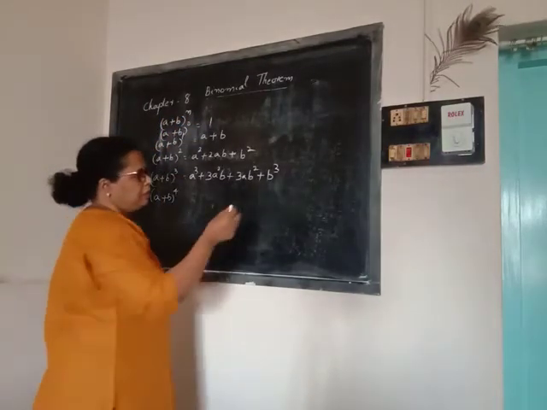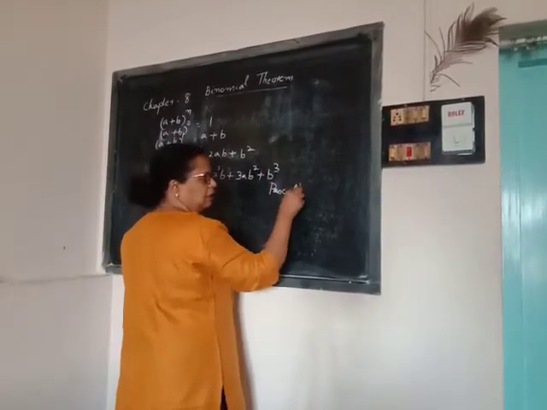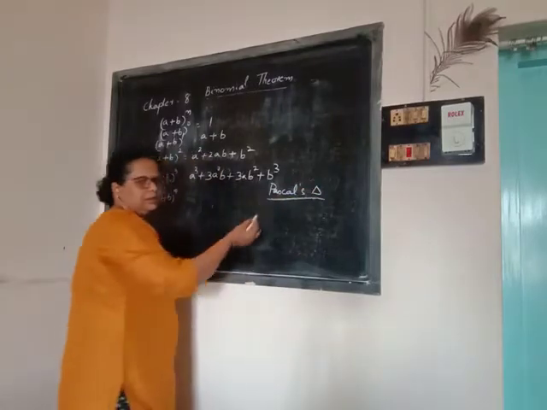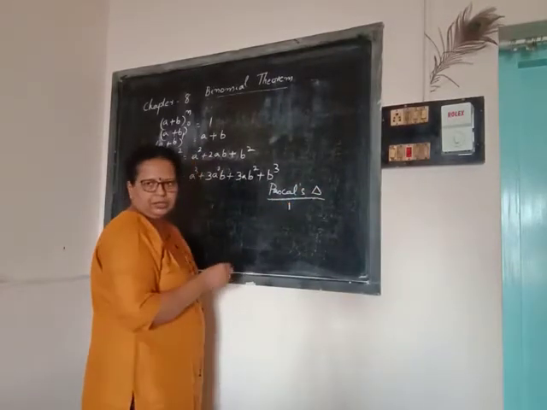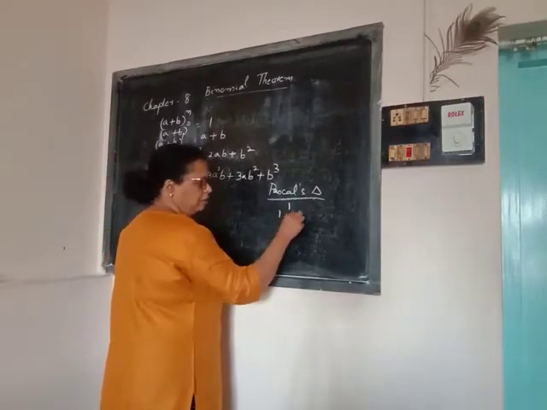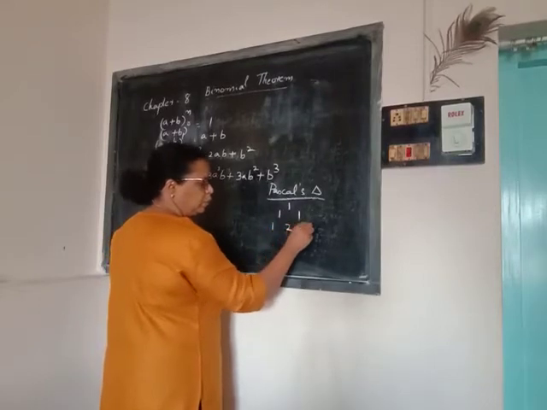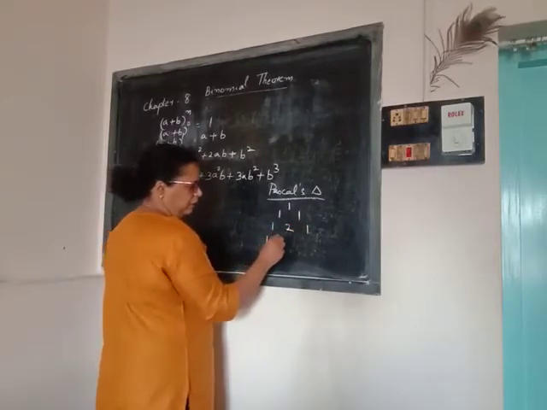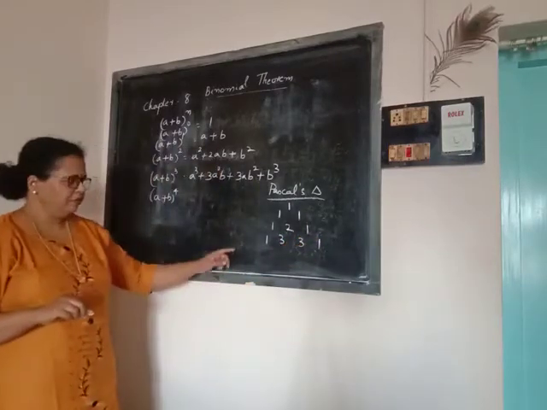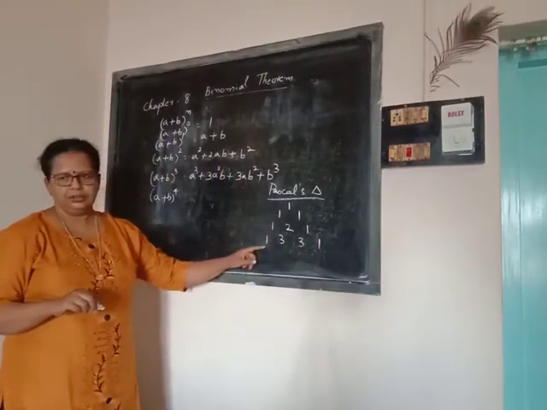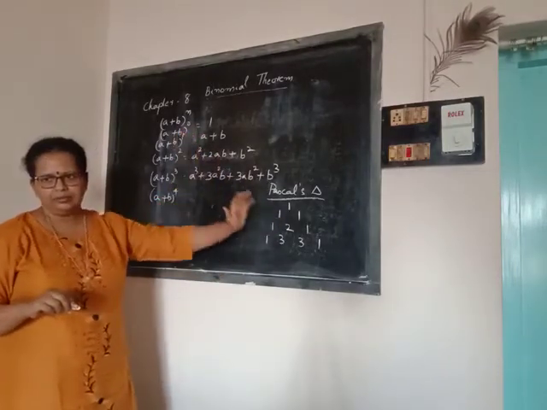Okay. Have you heard of Pascal's triangle? Have you learned? No. I will show you. First start with 1. Then 1, 1. Then 1, 2, 1. Then 1, 3, 3, 1. Now if you look at these terms and compare it with this, any similarity can you see?